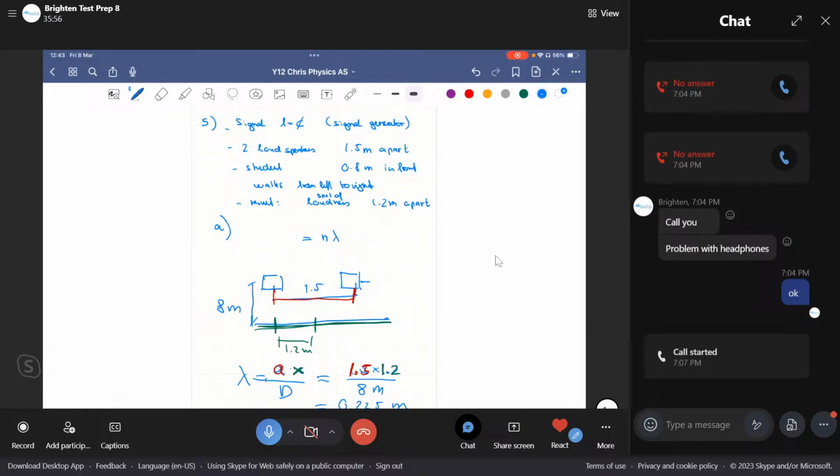And the follow-up question would then be the frequency of the sound. So what is the frequency of the sound, assuming the usual 330 meters per second? Then just 330 meters per second divided by 0.225 meters. Okay.